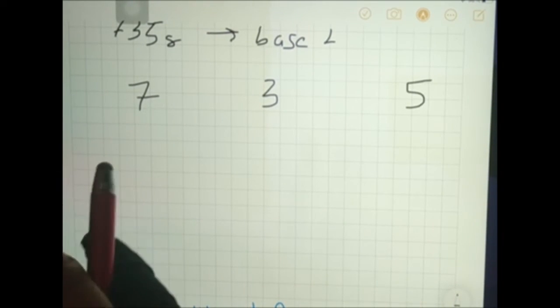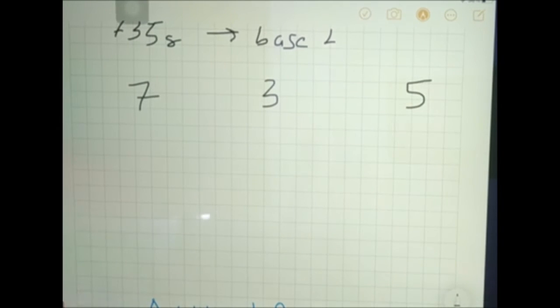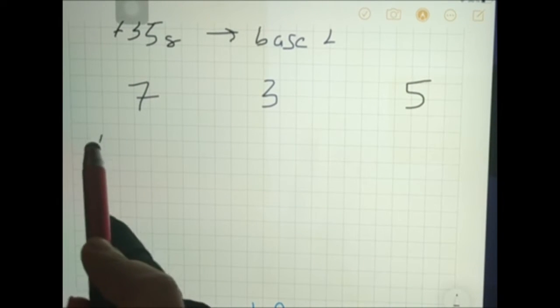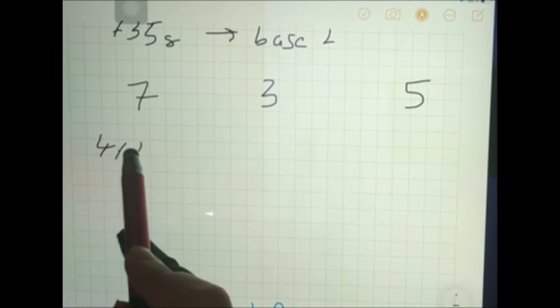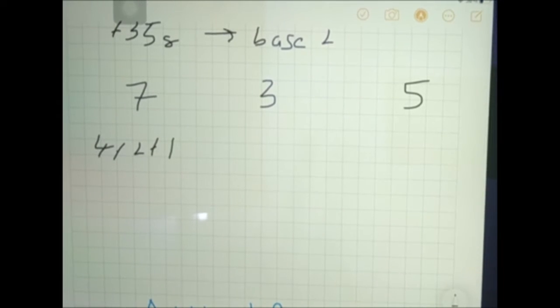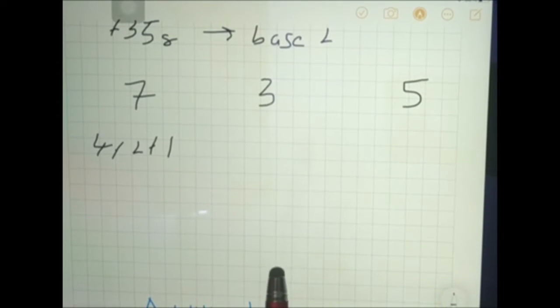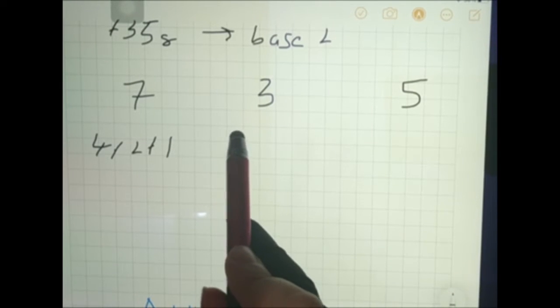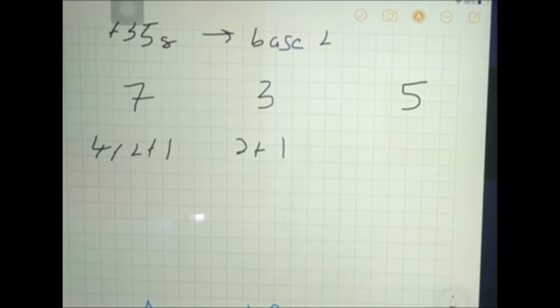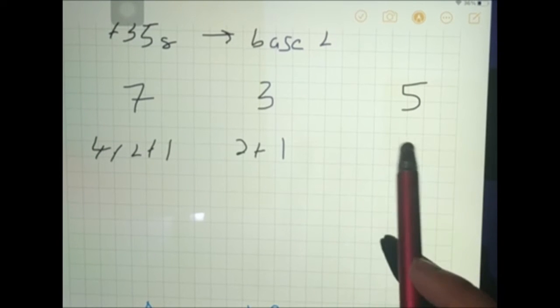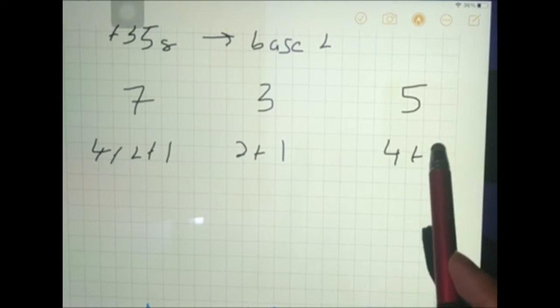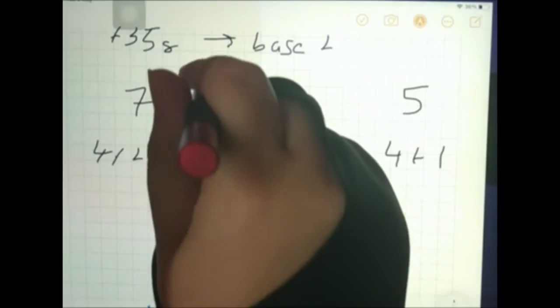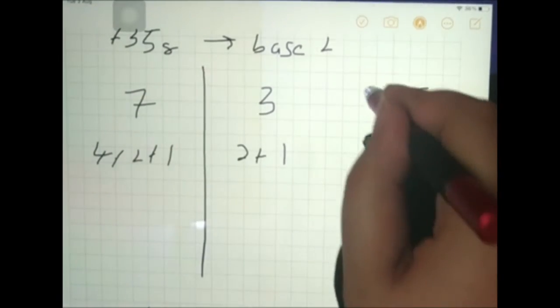So 7, the digit values in base 2 that add up to 7 is 4 plus 2 plus 1. For 3, the digit values are 2 plus 1. And 5 is 4 plus 1.